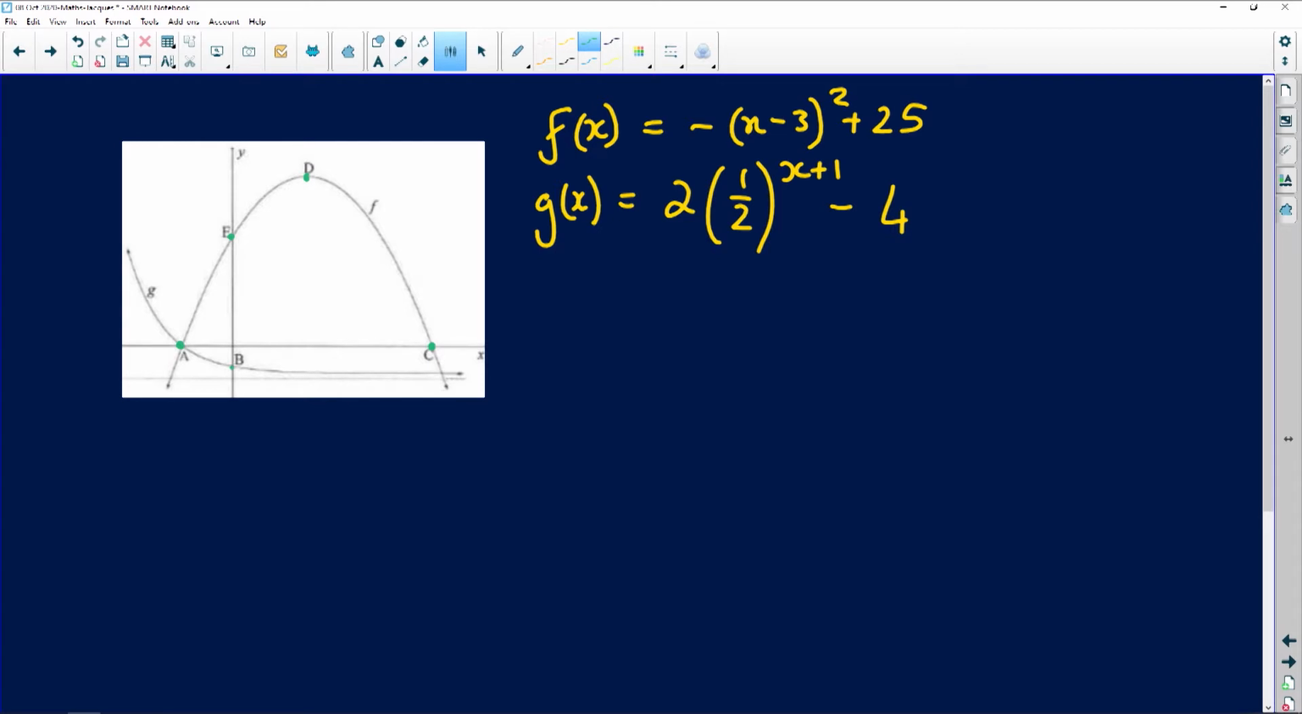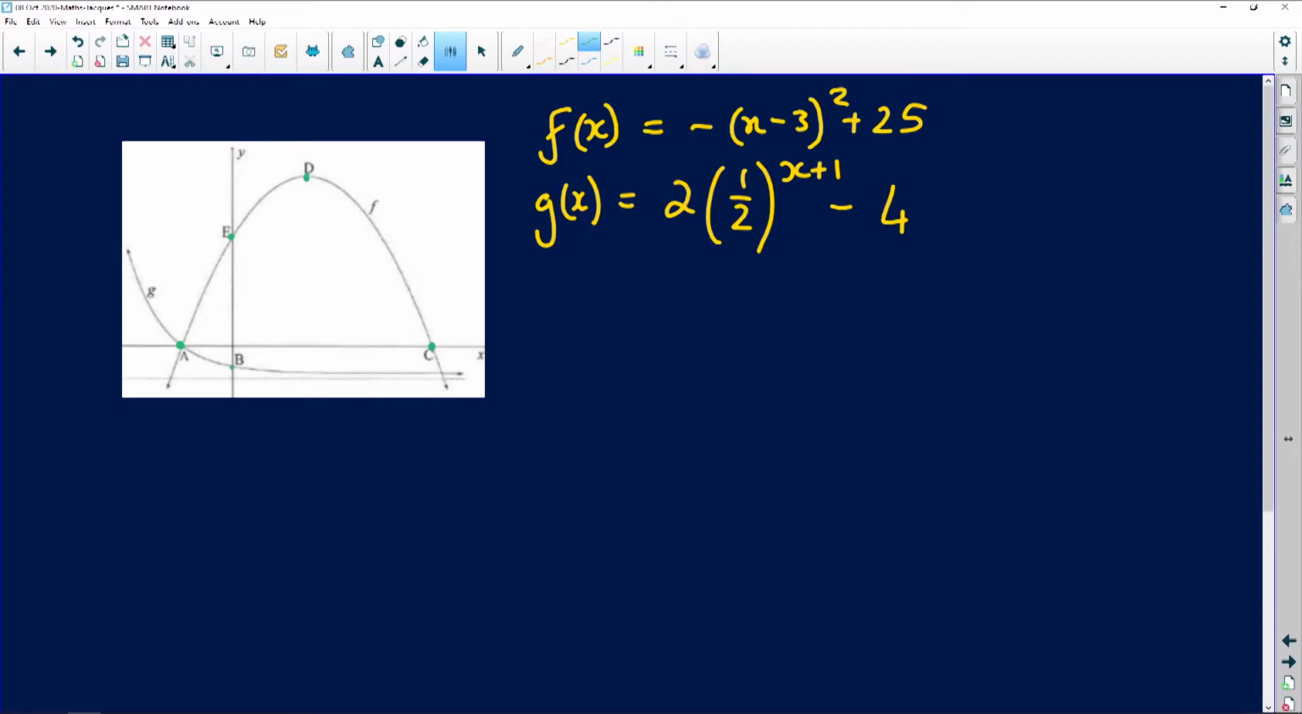Okay, first question, write down the equation of the asymptote of G. Now folks, remember exponential functions do have asymptotes. If we look at the equation of the function here, our asymptote is given by this minus 4. So if I draw that in, let's use the black line. That is our asymptote that we are talking about.